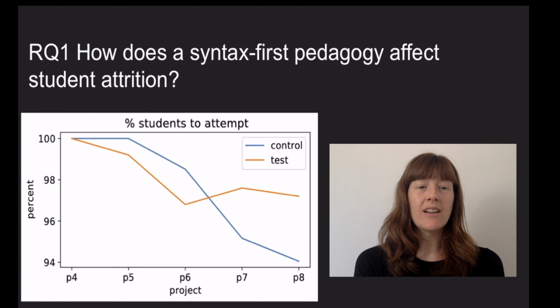From the orange line on the chart, we see that the test group had more success in retaining students, with 97% of students attempting Project 8 compared to the control group's 94%.